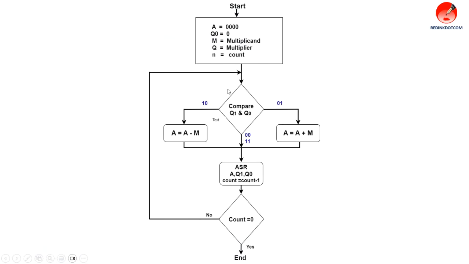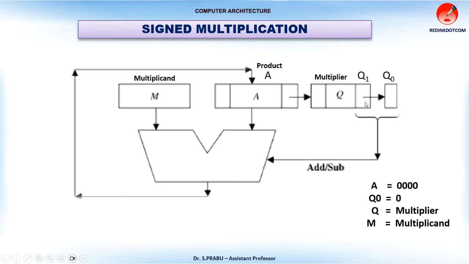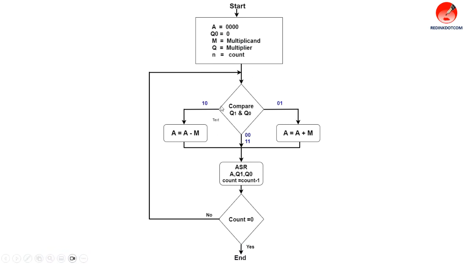This is the algorithm we are going to use for signed multiplication. First you set the initial values. Count is nothing but the number of bits we are going to use in the multiplication process. First we compare Q1 and Q0, that is, the last bit of the multiplier and the Q0 register. If these values are 1, 0, then you do A equals A minus M. If these two values are 0, 1, you do A equals A plus M. If these two values are either 0, 0 or 1, 1, you simply go to the next step.